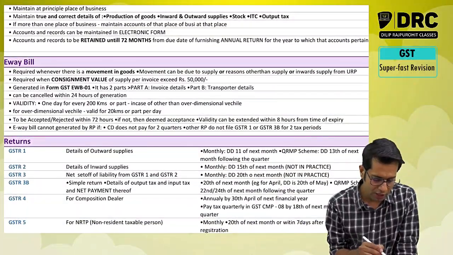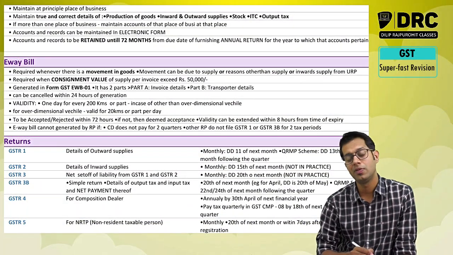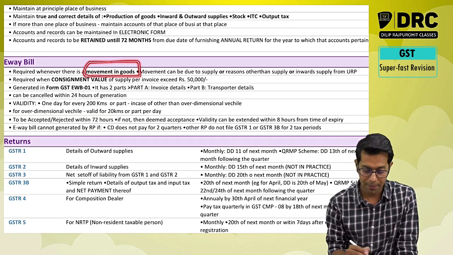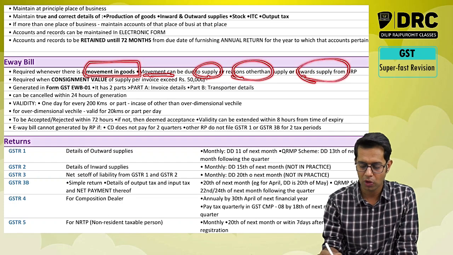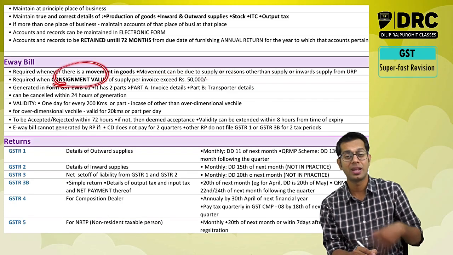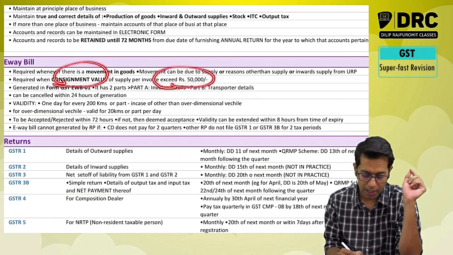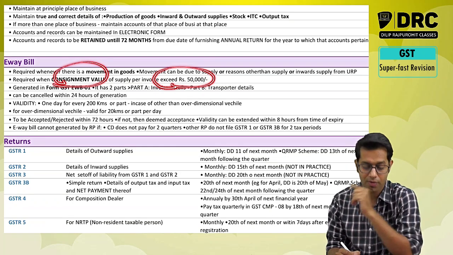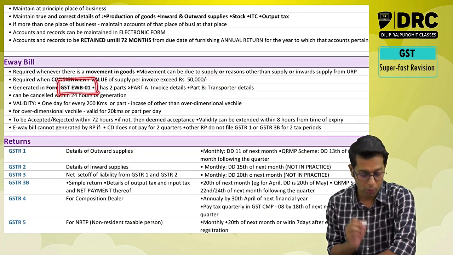Then the concept of e-way bill is there. What is this concept of e-way bill, sir? When is an e-way bill required to be generated? An e-way bill is required to be generated whenever there is a movement of goods happening. This movement of goods can be due to supply, for reasons other than supply, or because of inward supply from an unregistered person. An e-way bill is required to be generated where the consignment value for the supply made by you exceeds 50,000 rupees. If the consignment value is more than 50,000, an e-way bill is required to be generated. Now, an e-way bill is required to be generated in a form called, now please note, consignment value.